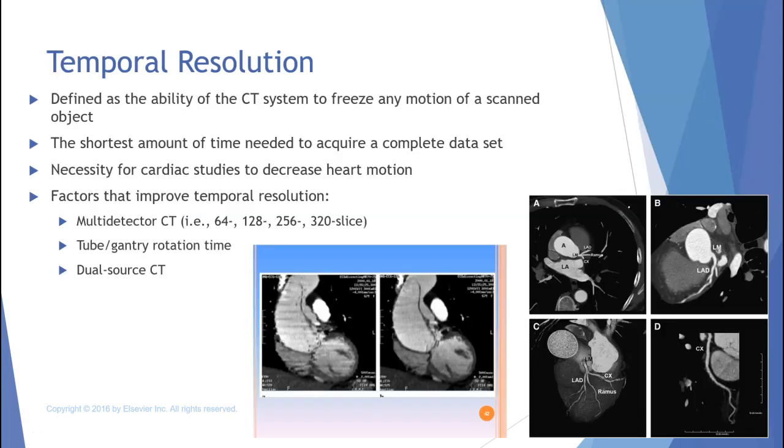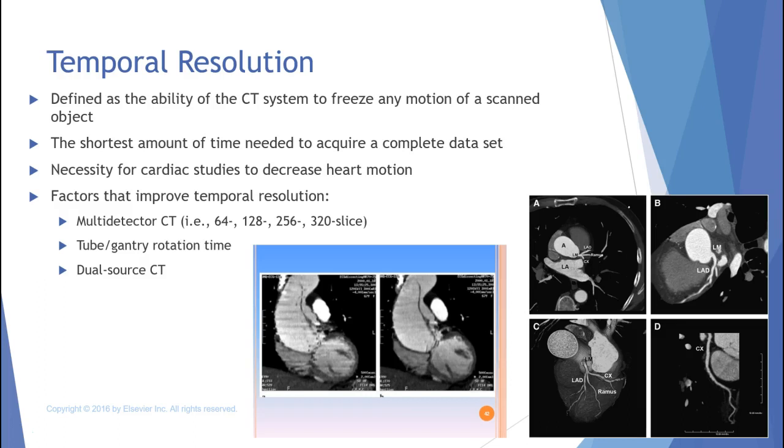Okay, next is temporal resolution, and this is mainly of concern when you need to do cardiac studies. It is definitely dependent on the equipment type that you have and the software that you have. So since it's used for cardiac studies, you're looking at multi-detector CTs. 128 is where they're going right now with it, although there are 256 and 320 slice machines out there.